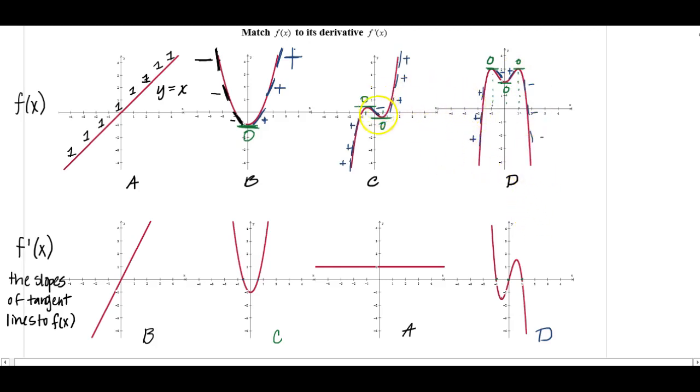So this is the type of thing that we're going to get better at as we practice, and you don't have to draw all the pluses and minuses and the zeros, but as we're just starting out, I would say that it's the best technique to match the original function, so these on top are the original function, to their derivatives, or the slopes of tangent lines graph.